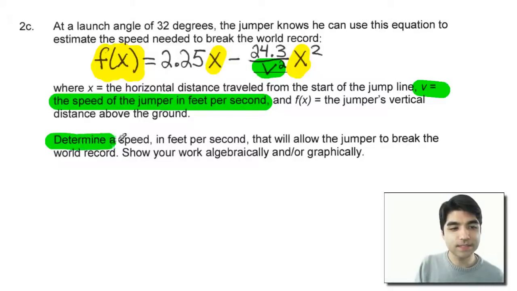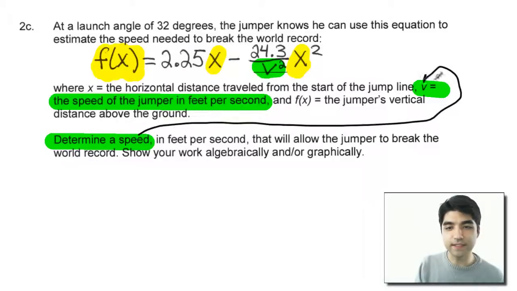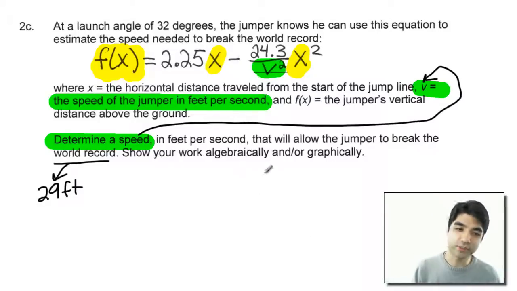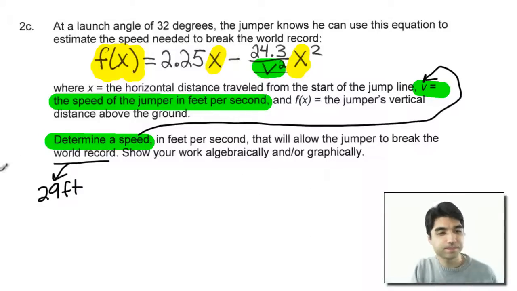It says determine the speed, which is this v thing. So speed is v, in feet per second, that will allow the jumper to break the world record. Now, what's the world record? It's on the first page. Again, it shows you that it's 29 feet. So he needs to jump 29 feet. Show your work algebraically or graphically.